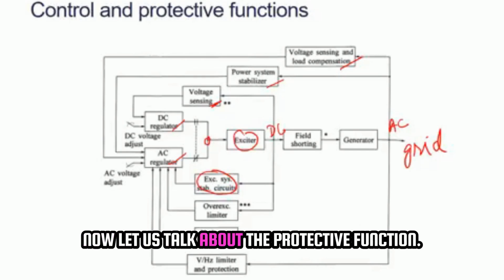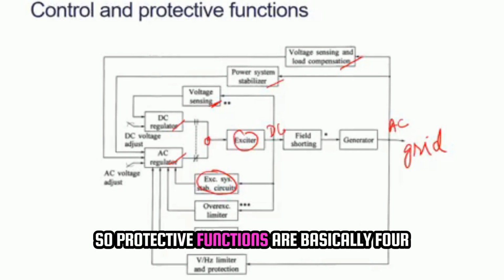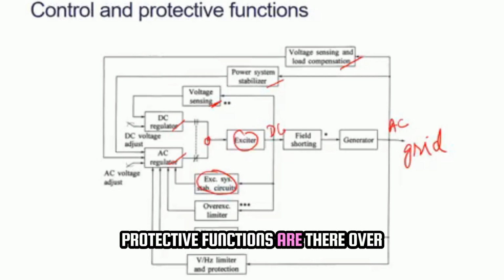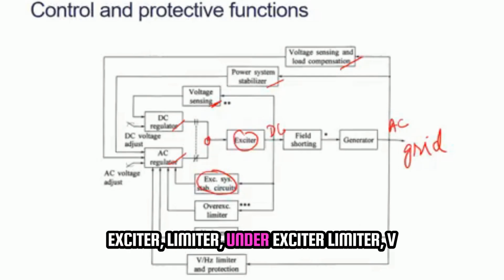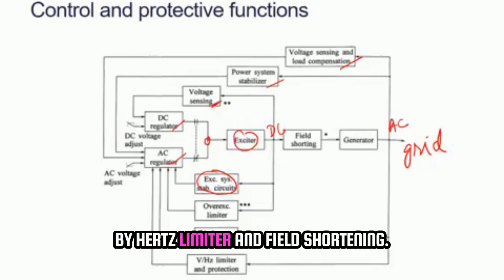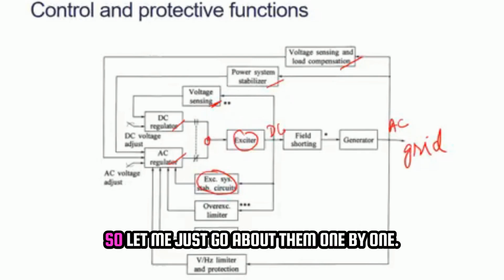Now let us talk about the protective functions. There are four protective functions: over exciter limiter, under exciter limiter, V by Hertz limiter, and field shorting. Let me go through them one by one.